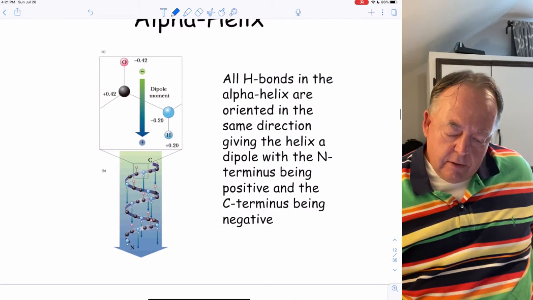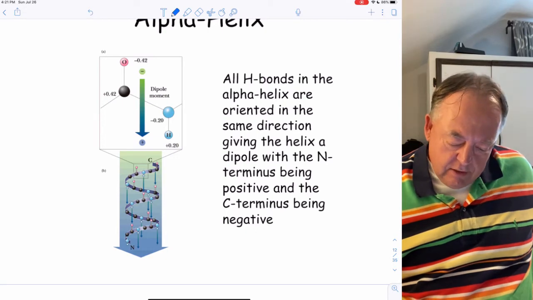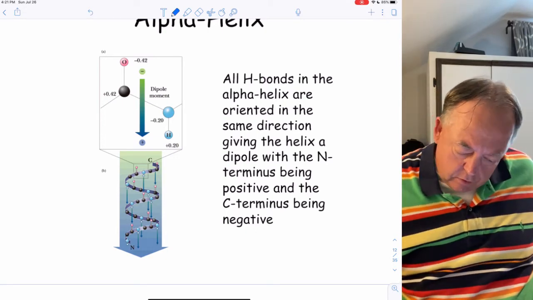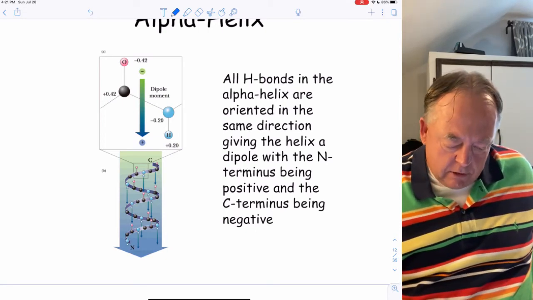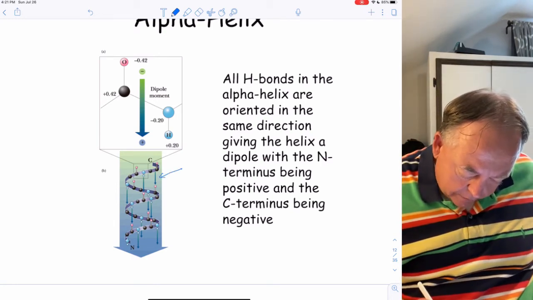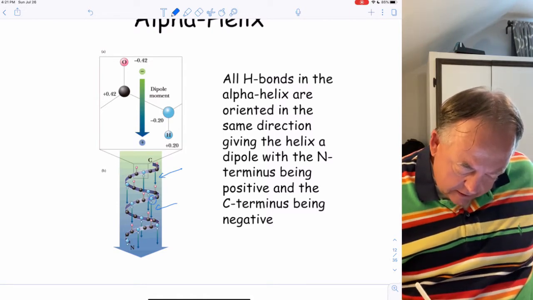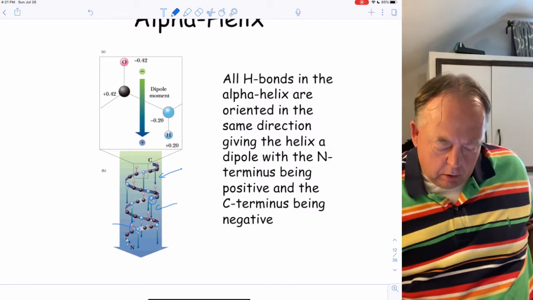So all of the hydrogen bonds in the alpha helix are orientated in the same direction, and so that gives the protein a bit of a dipole moment. And so that's what these are trying to represent. Those are trying to represent the hydrogen bonds. So you can see an NH there, and hydrogen bonded to a C double bond O that's below it in the residue.